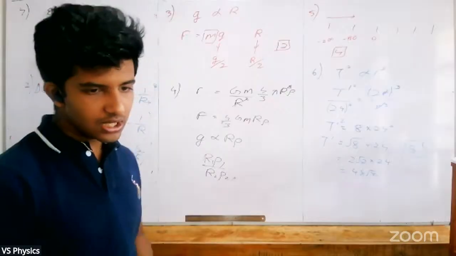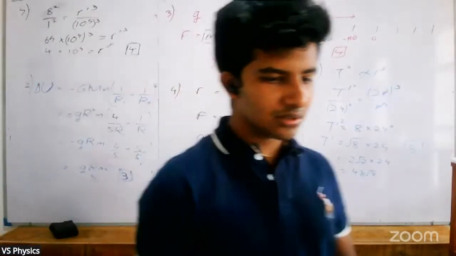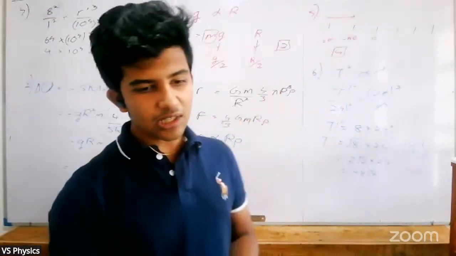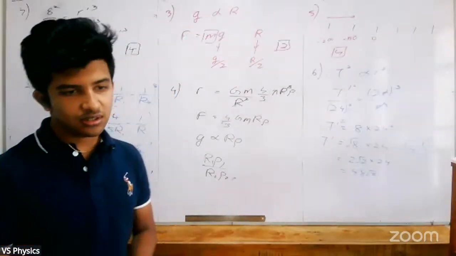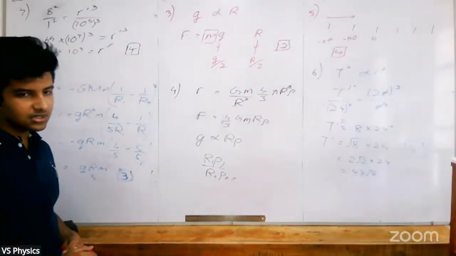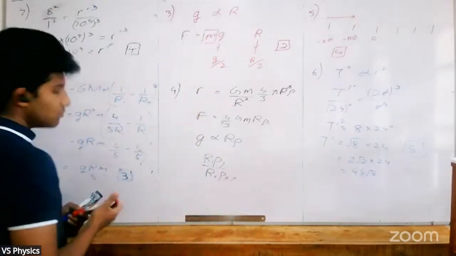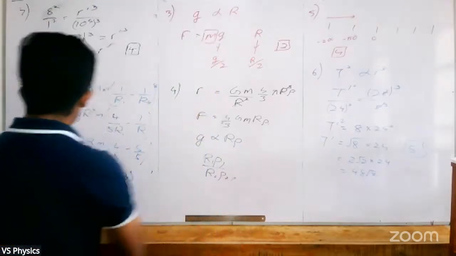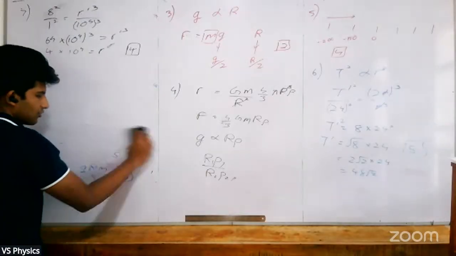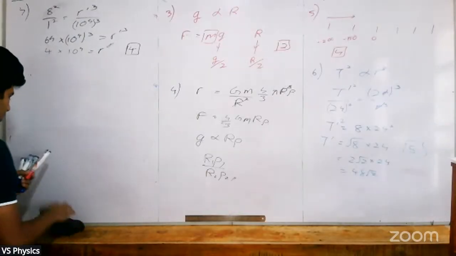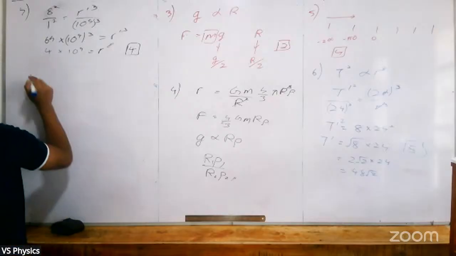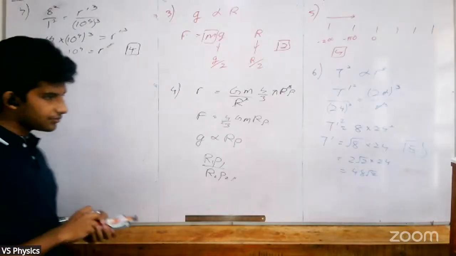Eighth question. A satellite is orbiting around the Earth at a mean radius of 4 times that of the geostationary orbit. The time period of the satellite is? Okay, now let's do that as well. It's not that hard. I guess we have done all the time related questions from that. So this is going to be the eighth one.